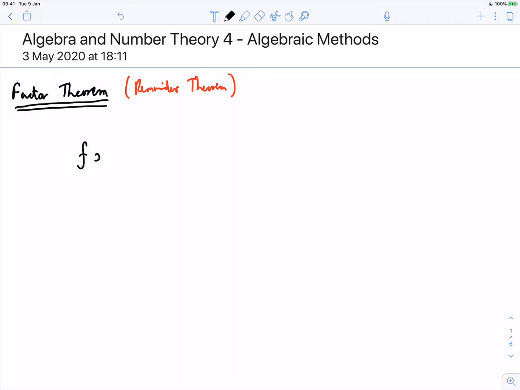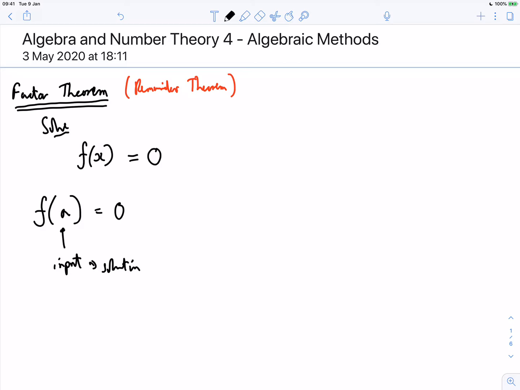So if I've got a function of x, like so, and I want to solve when that function equals 0, then if I find one solution of that function, let's call it a, so that when I plug a in as an input, this is actually a solution or a root, then this implies, and it's a two-way thing, so one implies the other and vice versa, that x minus a is a factor of f of x. Okay, this is quite powerful.